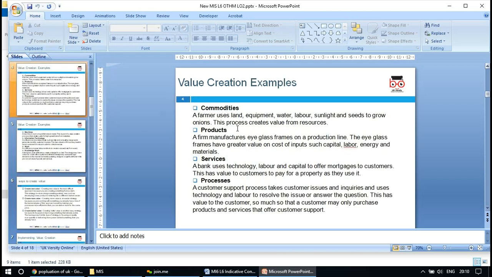Now, so value creation examples, like I gave an example, like farmers use land, equipment, water, labor, sunlight, and seeds to grow onions. So this process creates value from resources, like, even if they spent the labor, water, but the fruit is much more worth to sell, isn't it?